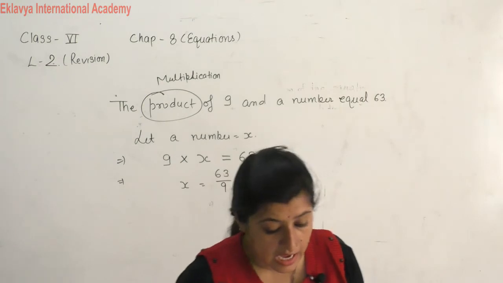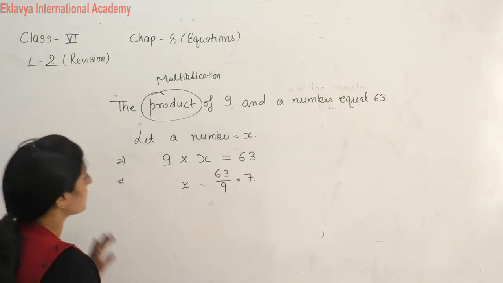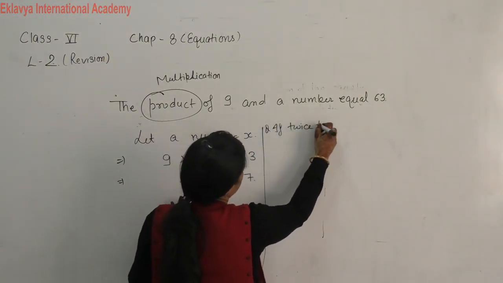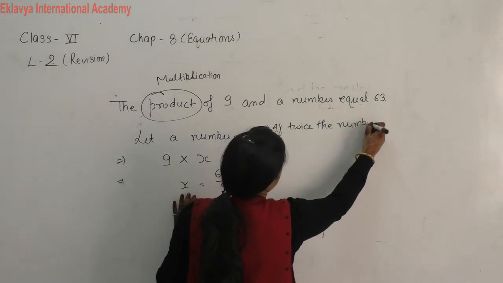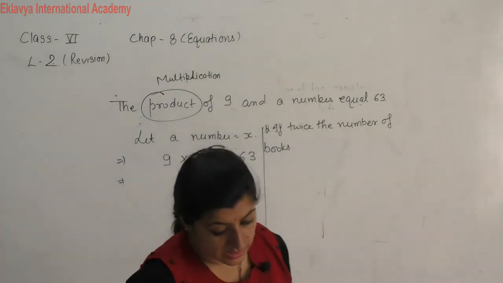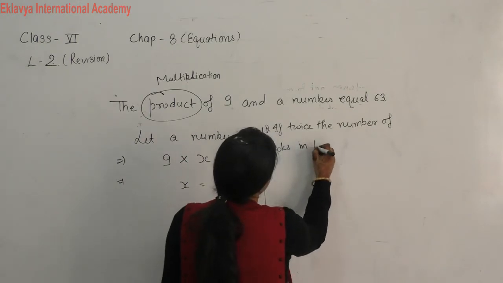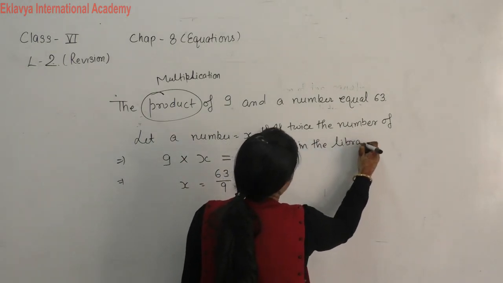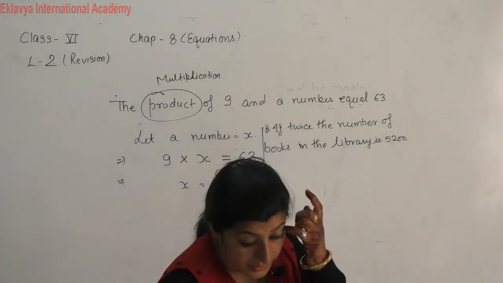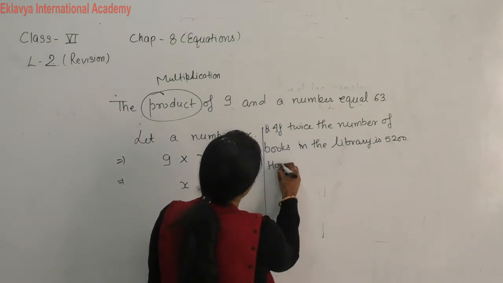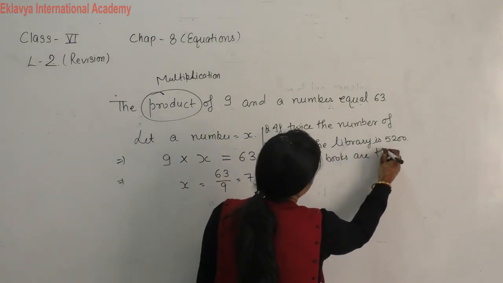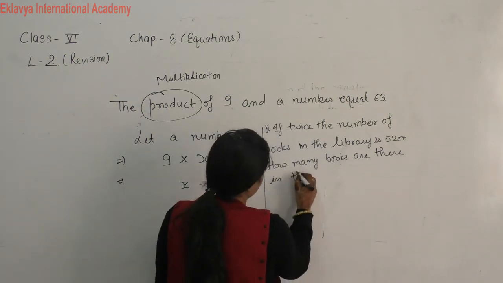One more question, see. If twice the number of books in the library is 5200, how many books are there in the library?